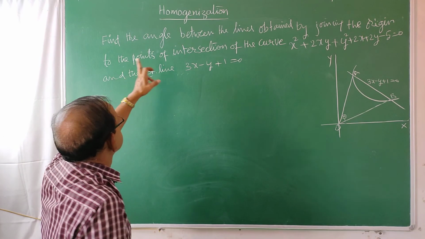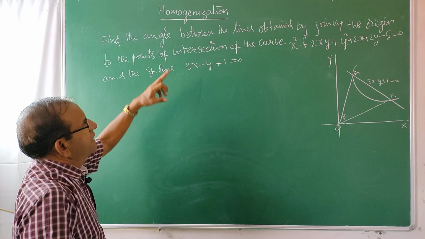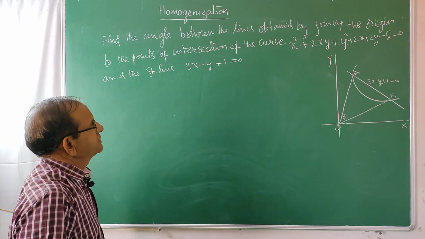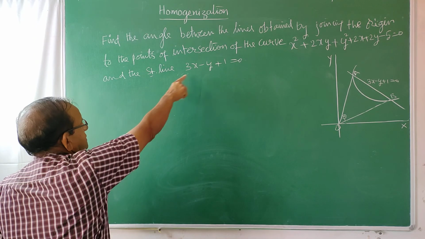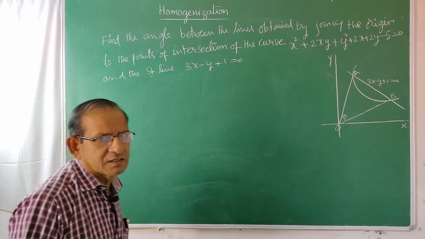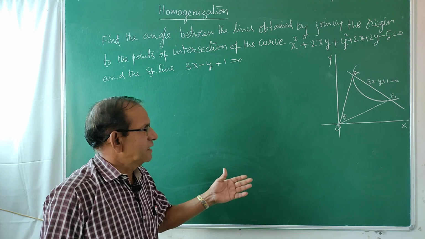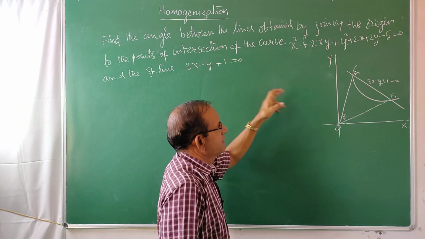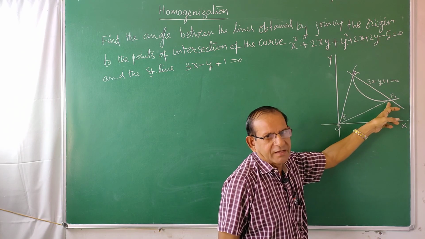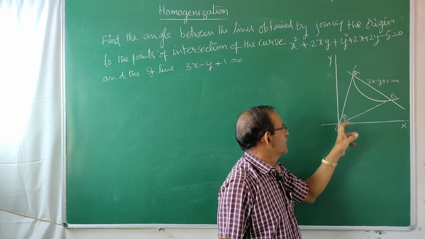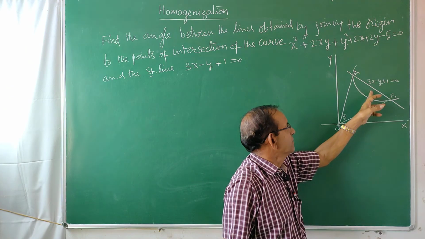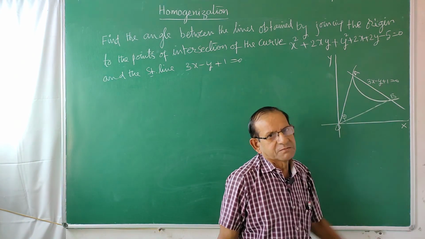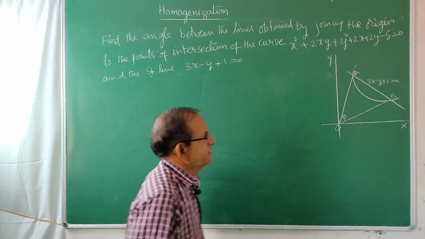Now see this question. Find the angle between the lines obtained by joining the origin to the points of intersection of that curve and this line 3x minus y plus 1 is equal to 0. Now as I told you previously, if a curve and line intersect at 2 points A and B, you will get the equations of OA and OB by making the equation of the curve homogeneous with the equation of the straight line.